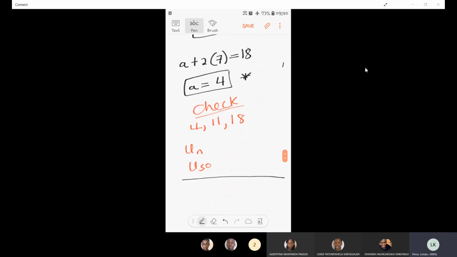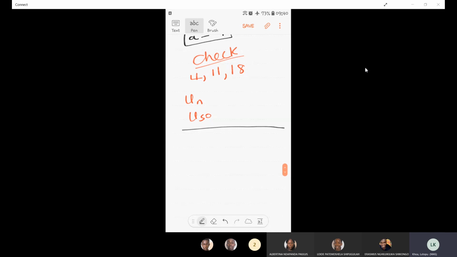Let's do the next one. We have u5, the fifth term. This is equal to 3. And then the ninth term, this is equal to 5. Then we have to work out A and D.